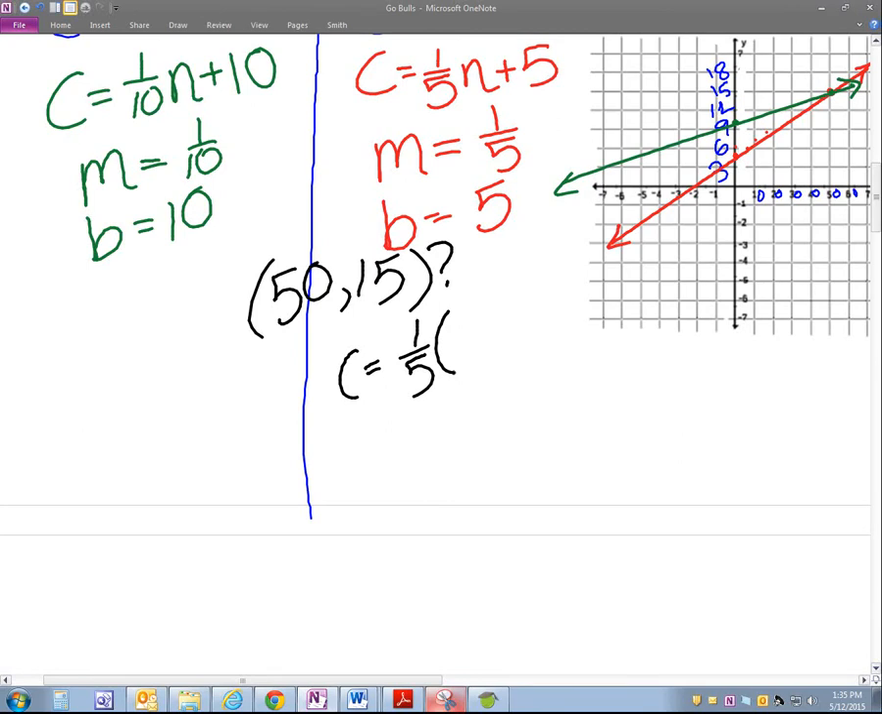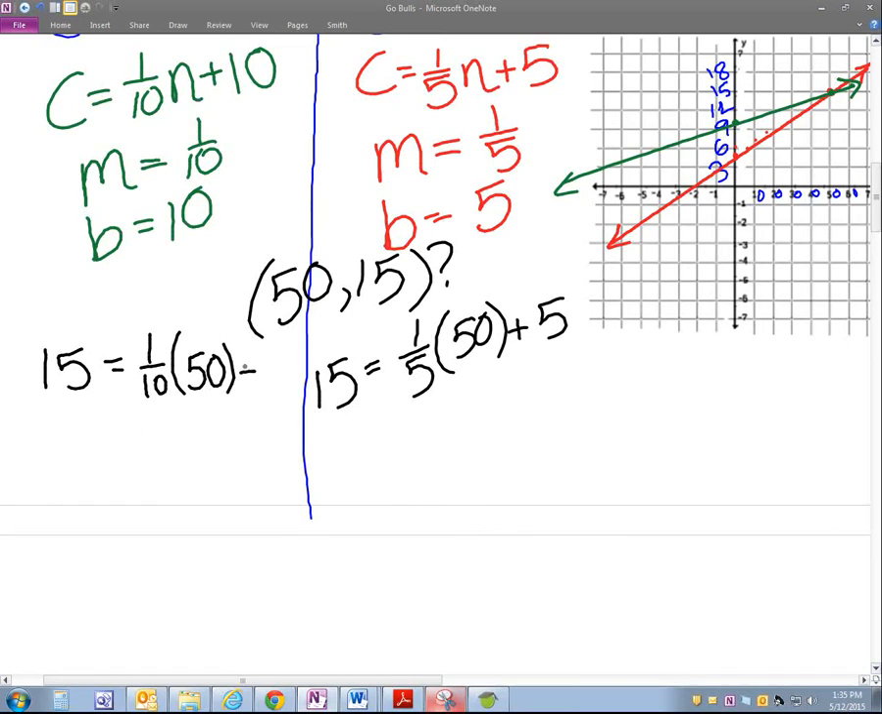X is 50 plus 15. So let's see if that one works. This one is, oops. No. I'm jumping ahead of myself. Plus 5. There we go. And this is, y is 15. So then we have 15 equals 1/10 multiplied by 50 plus 10. 50 divided by 10 is 5 plus 10. 15 is equal to 15.